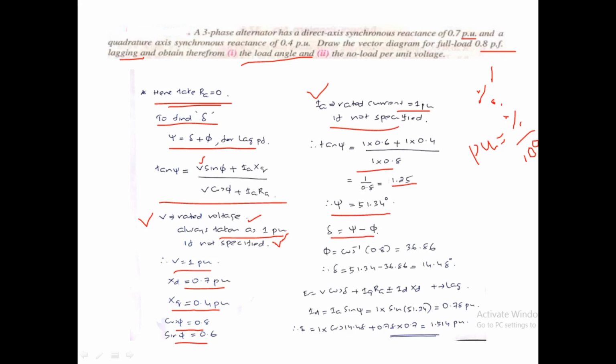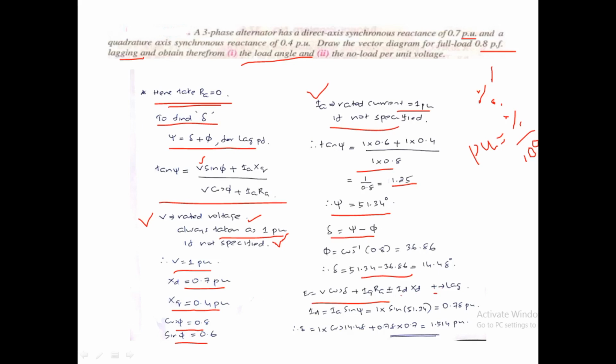How do you get phi? Phi you can find from cos phi. Cos phi equal to 0.8 means phi will be cos inverse of 0.8. Then you will get delta. Now E equal to V cos delta plus IQ RA plus or minus ID into XD. Since it is lagging power factor, you have to substitute plus here.